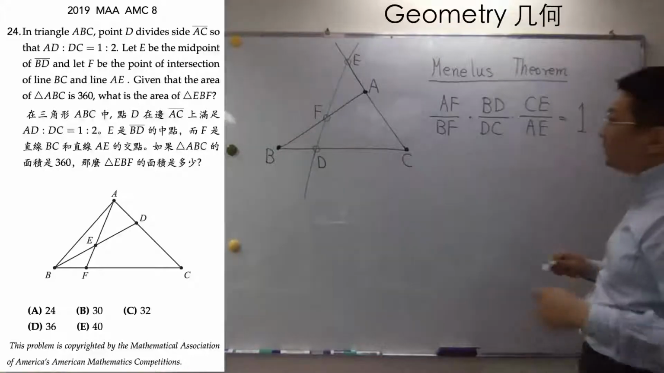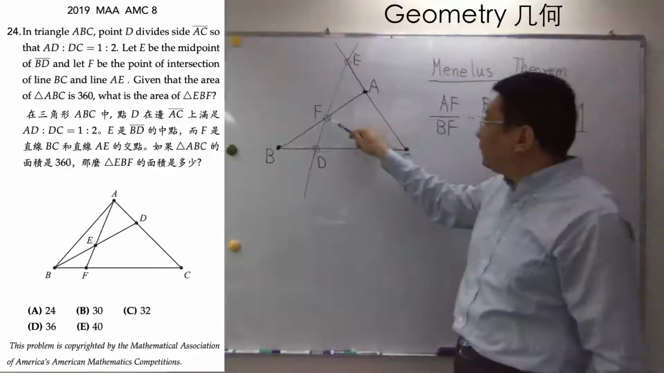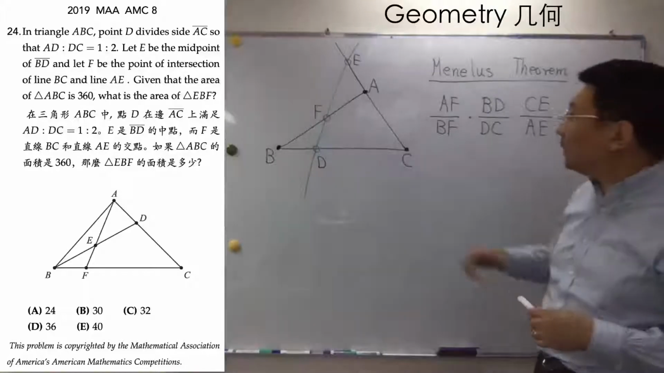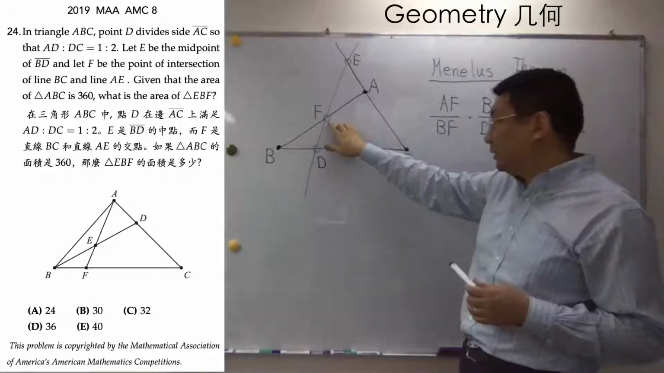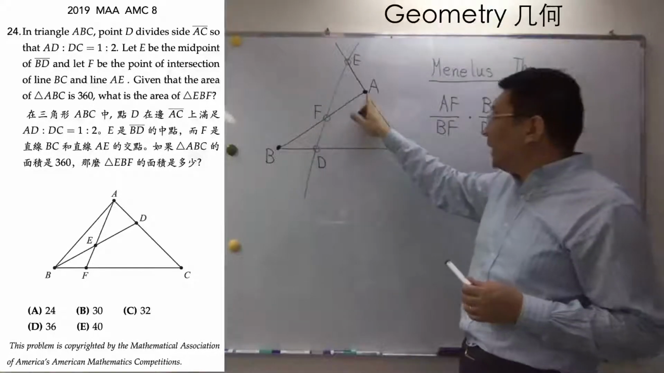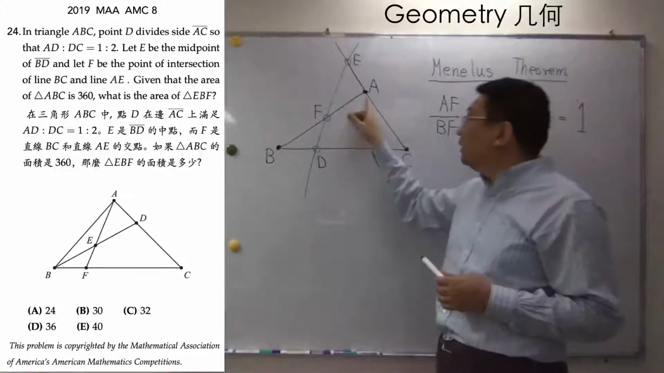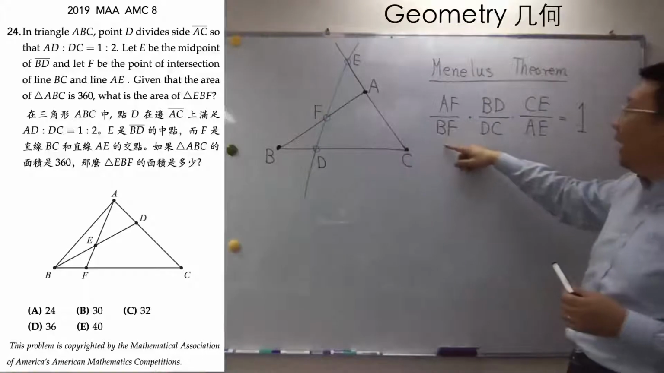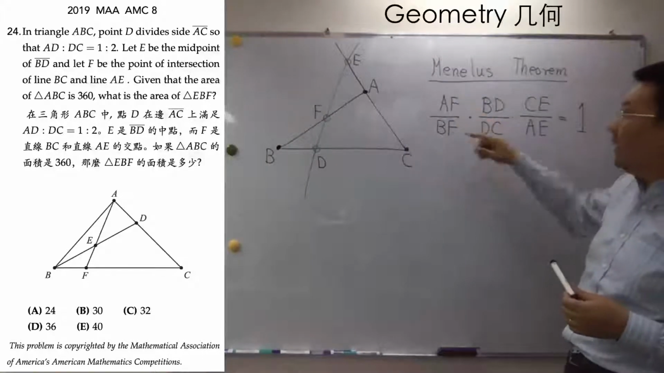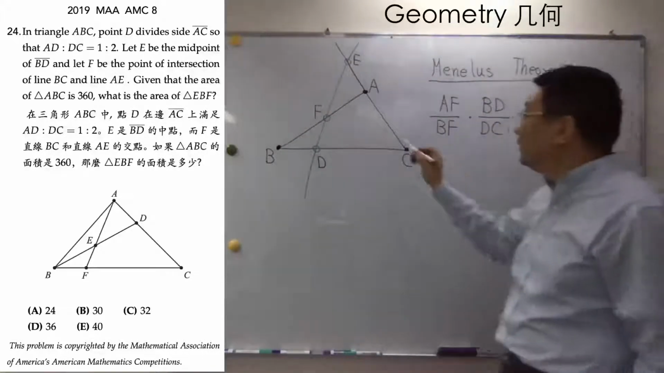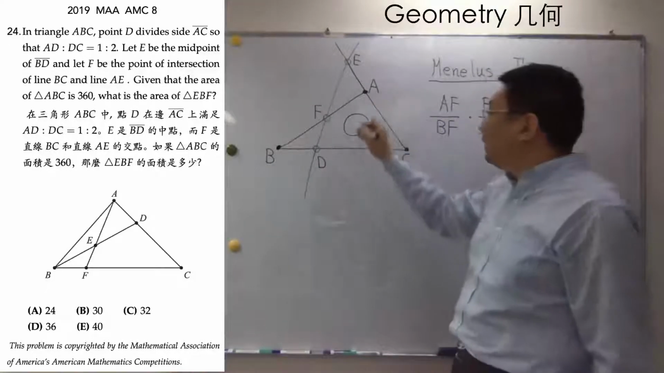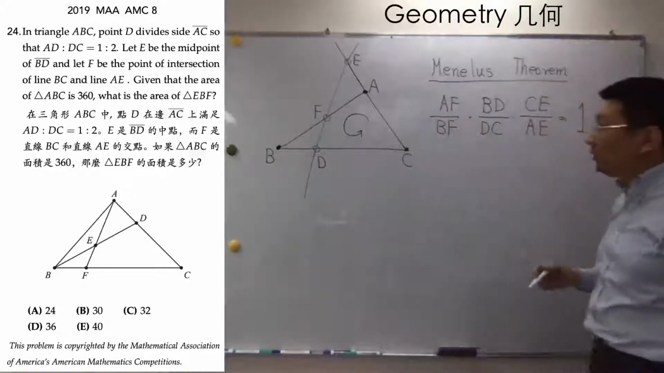Let's see what these three ratios are. The first ratio is AF over FB. This is the ratio formed by that intersection point. That intersection point cuts this side into two parts, one is AF, the other is FB, and then we form a ratio, AF over BF. And then we go in a counterclockwise direction.